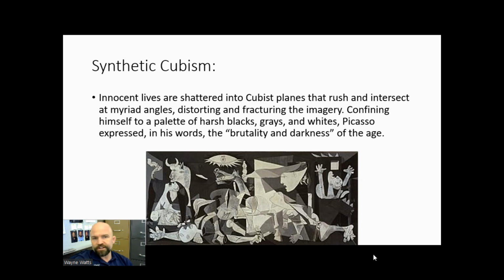Confining himself to a palette of harsh blacks, grays, and whites, Picasso expressed, in his words, the brutality and darkness of the age.